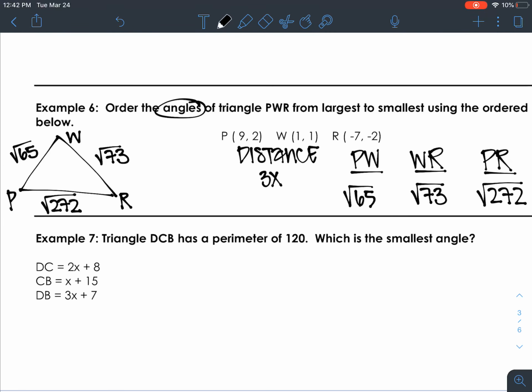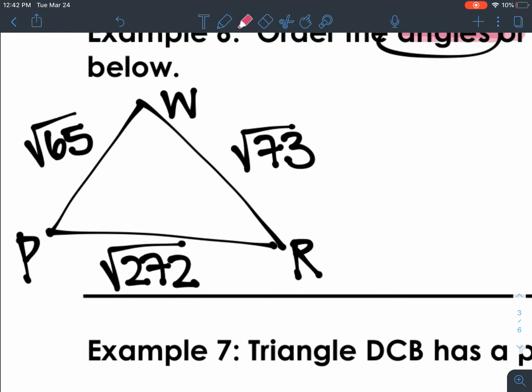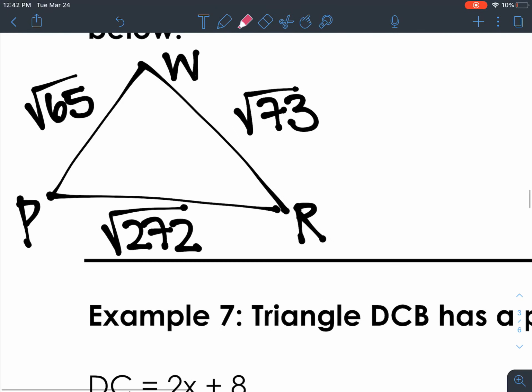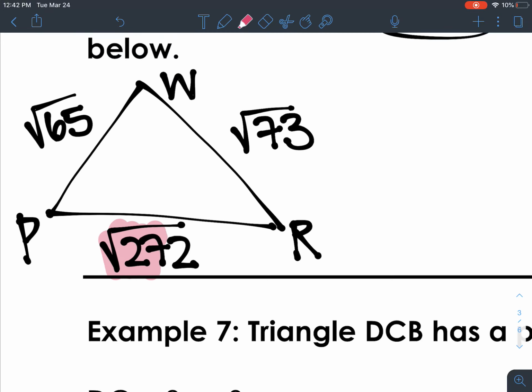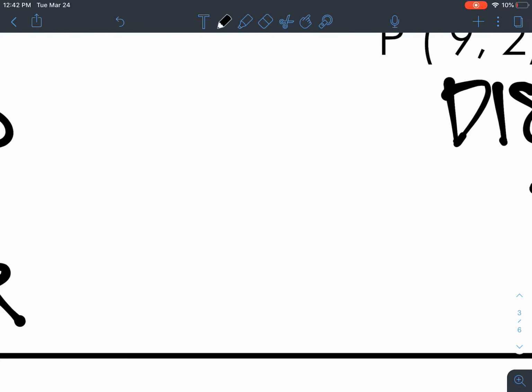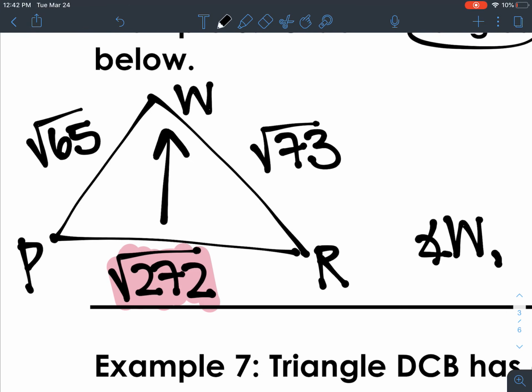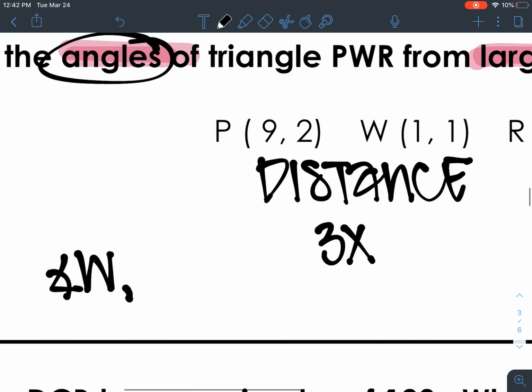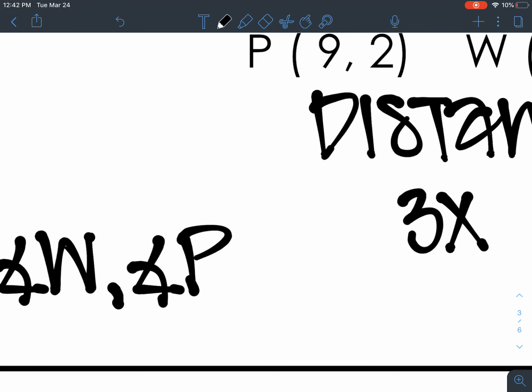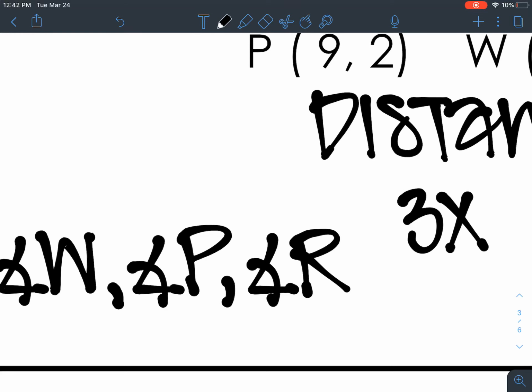Okay. So once again, remember, we are ordering the angles from largest to smallest. So now that we have our 3 side lengths, we can now identify what our biggest angles are. If you look at the fact that this is my biggest side length, the square root of 272, you go opposite of it, angle W has to be your biggest angle. Okay, same idea, square root of 73 is the next biggest. Go opposite of that. Angle P has to be my next biggest angle, which means that angle R is my smallest angle.